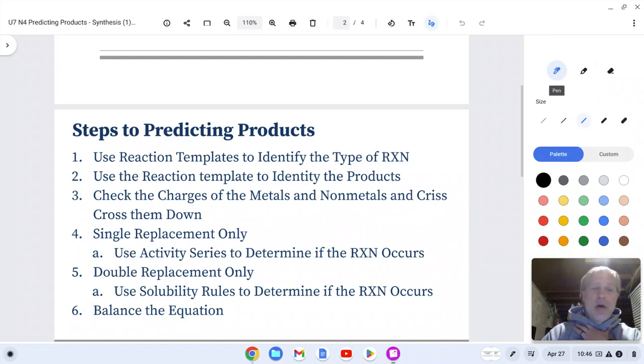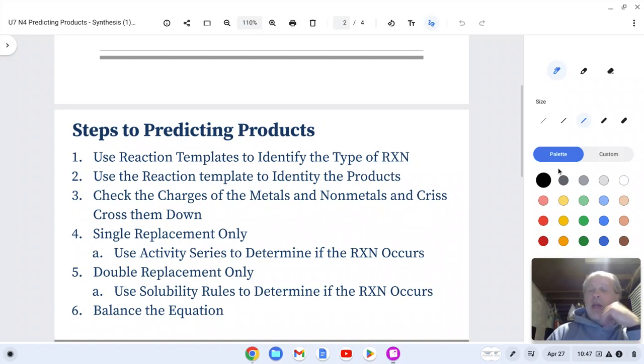Those reaction templates are designed to help you predict what the product is, but also identify the type of reaction. So in this case, the reaction template allows us to identify the type of reaction and then also identify the products that are present. The next thing, once you've identified the products that are present, you always want to check their charges and crisscross them down. And if it's a single replacement reaction, we'll use the activity series of metals to identify if the reaction occurs. If it's double replacement, we'll use the solubility rules to identify if the reaction occurs. And then lastly, we would balance the properly written equation.